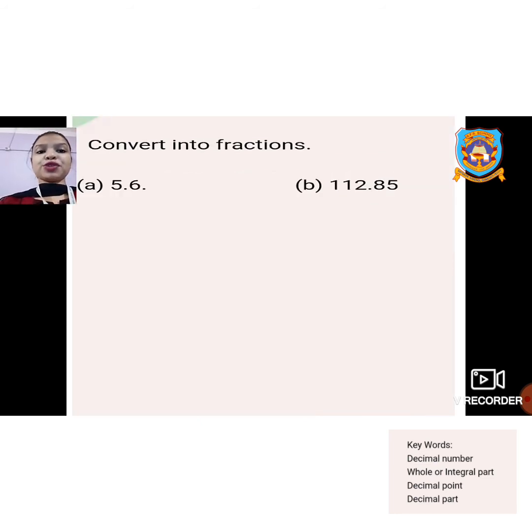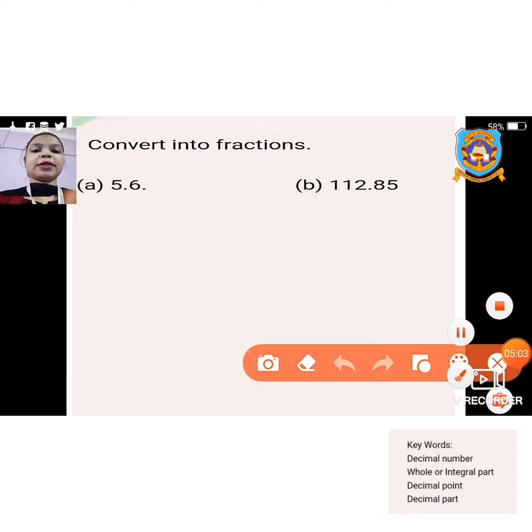Here I have taken 2 examples. The first example is 5.6 and the second example is 112.85. This is how you read a decimal number. The first is given, 5.6. Now in the steps, what has been told to us? How to convert this.